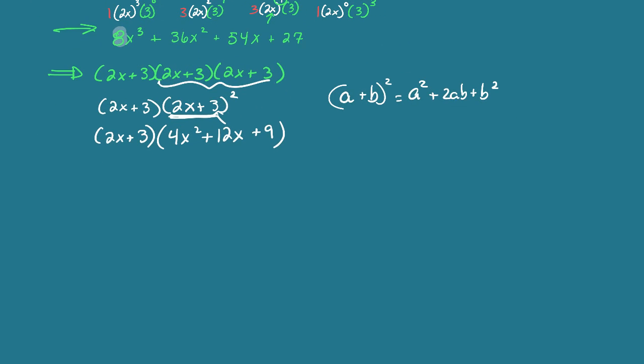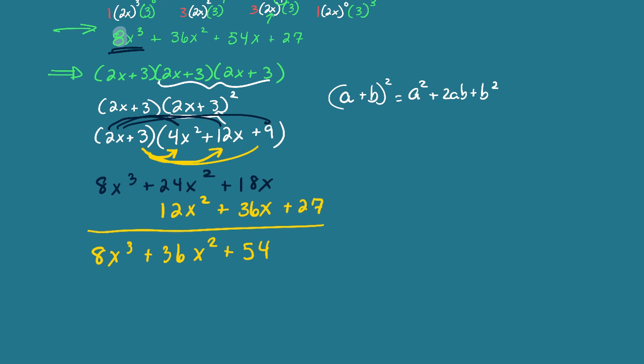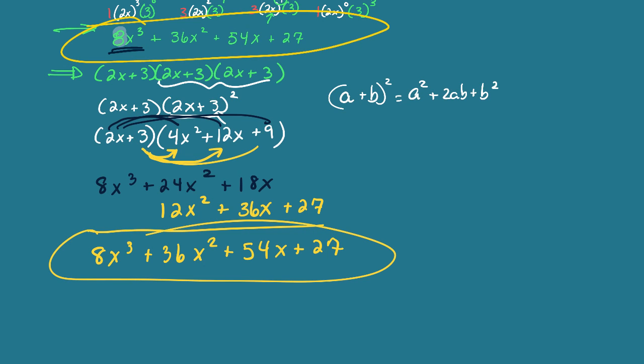And now all I have to do is this final multiplication, which is distributing. It's 8x cubed. Notice that was in my answer up there. Plus 24x squared plus 18x. And then I would multiply or distribute the 3. And I'm going to line that up with my squared term here. That's 12x squared plus 36x, line it up under my x term, plus 27. Now combine all my like terms, 8x cubed plus 36x squared plus 54x plus 27. So there it all is, and you can see it matches what I had up there exactly.